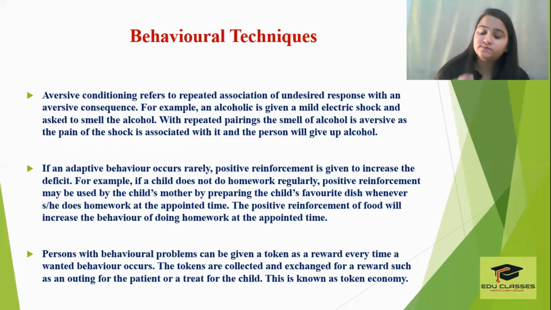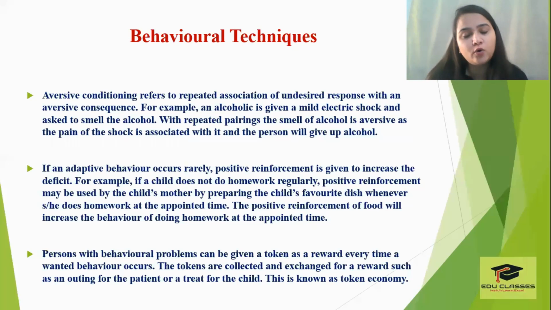So whenever the person is having alcohol, he is vomiting. Over a number of associations, over a number of times this happening, the person will get completely aversive to drinking alcohol, क्योंकि वो जो अल्कोहल है वो एक नेगेटिव कॉन्सिक्वेंस से एसोसिएट कर दी गई है. इसीलिए they say that aversive conditioning refers to repeated association of undesired response with an aversive consequence. तो हमारे एग्जाम्पल में undesired response क्या है? Drinking alcohol. And aversive consequence क्या है? Of vomiting.